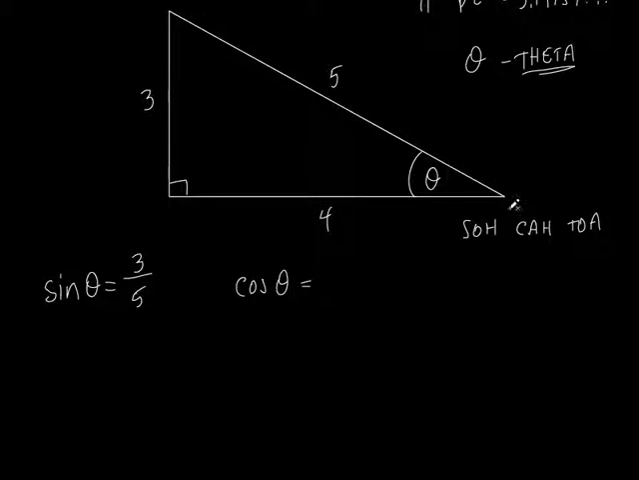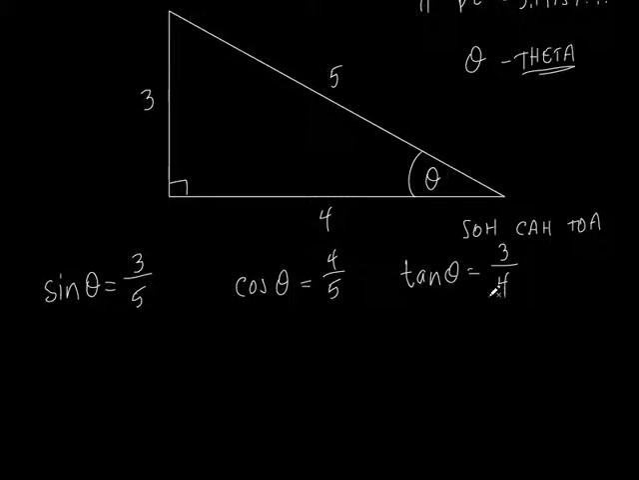So the cosine of the angle is what? It's the adjacent over the hypotenuse. So which one's the adjacent to angle theta? 4 over the hypotenuse again, which is 5. All right, let's do the tangent. The tangent of theta is equal to what? The opposite over the adjacent. Which one's opposite? And which one's adjacent? They're all 3 different ratios, aren't they?